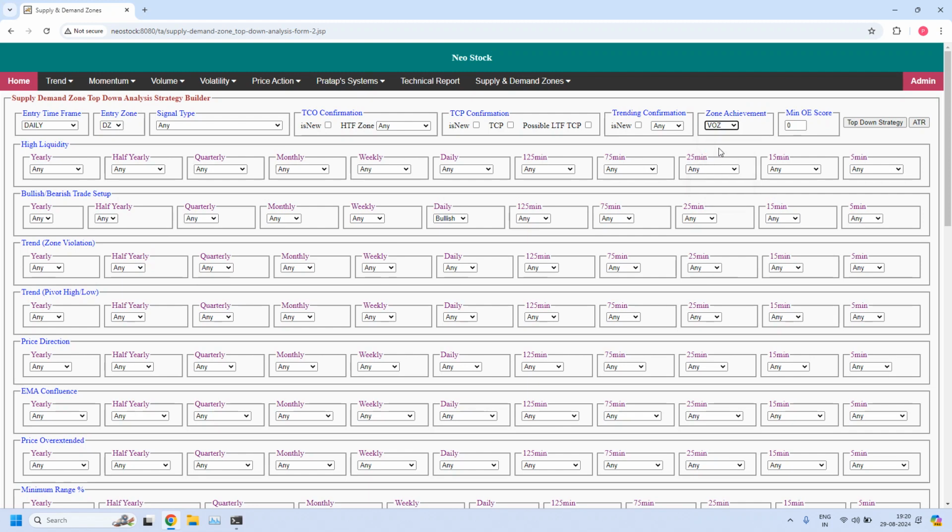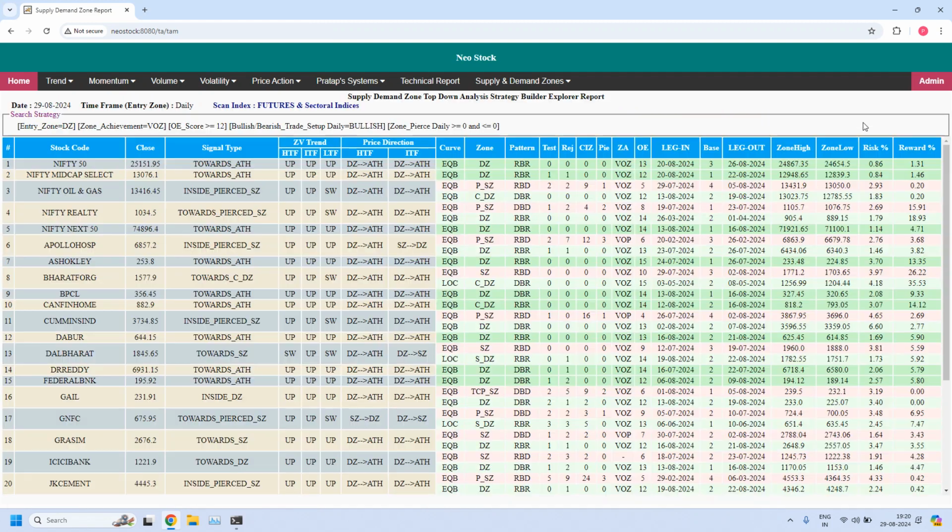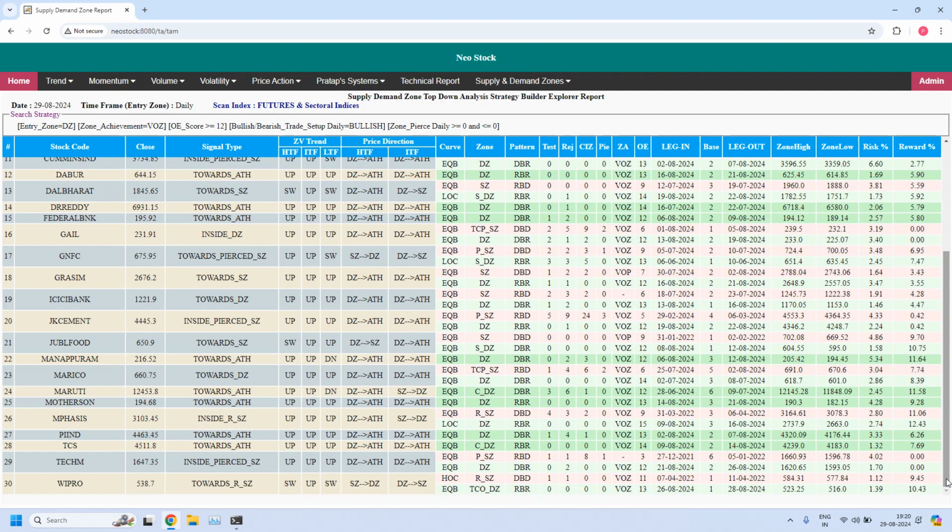Zone achievement is violated opposing zone. Minimum odd enhancer score is 12. With all the three filters applied to daily demand zone, I am generating the report. So good number of stocks are currently supporting a bullish trade setup for monthly income trade. That is nothing but entry time frame is daily. I am scrolling the list down. Even Nifty 50 is supporting bullish trade setup. Okay, currently 30 stocks are filtered. All these 30 stocks currently supporting bullish trade setup for monthly income trade.